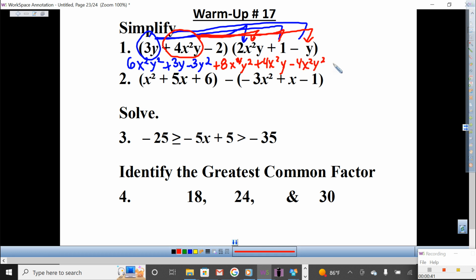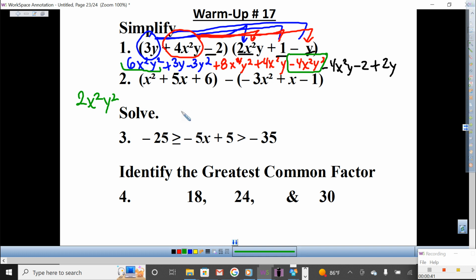So far so good, yes? All right. And last but not least, negative 2 times all these, we get negative 4x squared y, negative 2, and positive 2y. So far so good, yes? All right. So with that said, is there another x squared y squared? Negative x squared y squared right here. So what is 6 minus 4? That's 2x squared y squared.